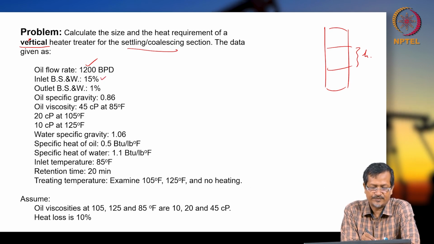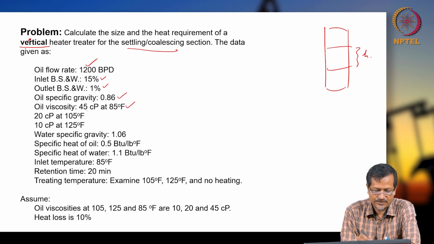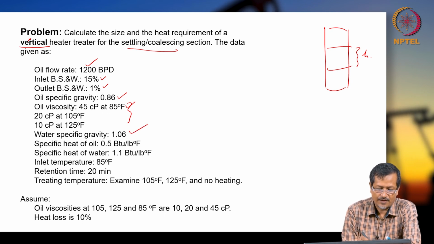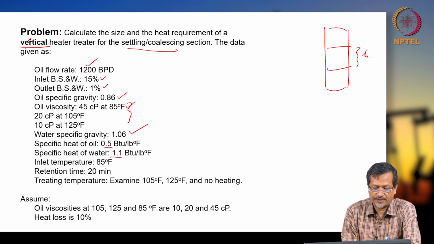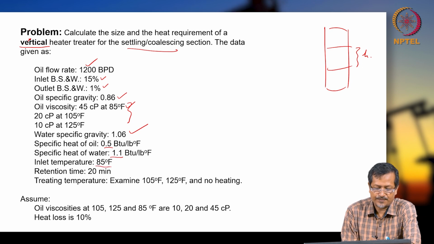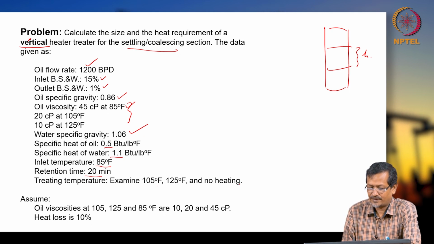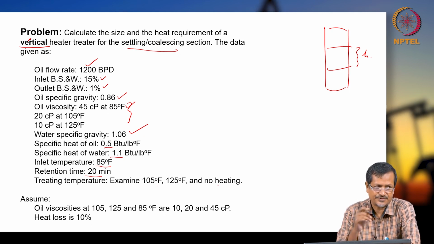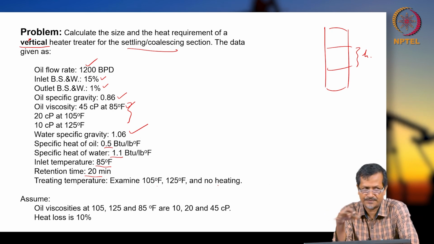Inlet BSW is the same as we have kept, outlet BS&W is 1%, oil specific gravity is the same, and oil viscosity parameters are also the same as taken for the horizontal separator. Water specific gravity is the same. Specific heat of oil is 0.5, specific heat of water 1.1, inlet temperature 85, retention time 20, and treating temperatures 105, 125 or no heating. No heating means the operating temperature you are using; the inlet fluid is not heated, only the 85 degree temperature is maintained.